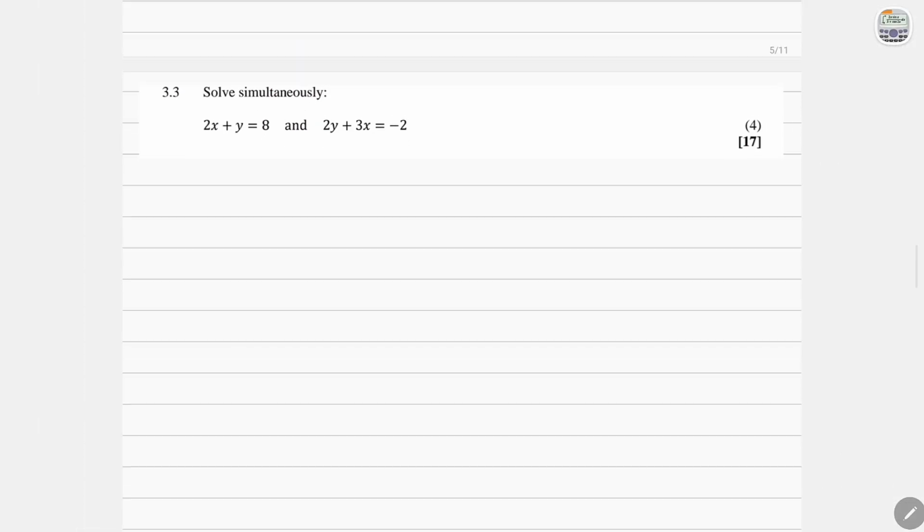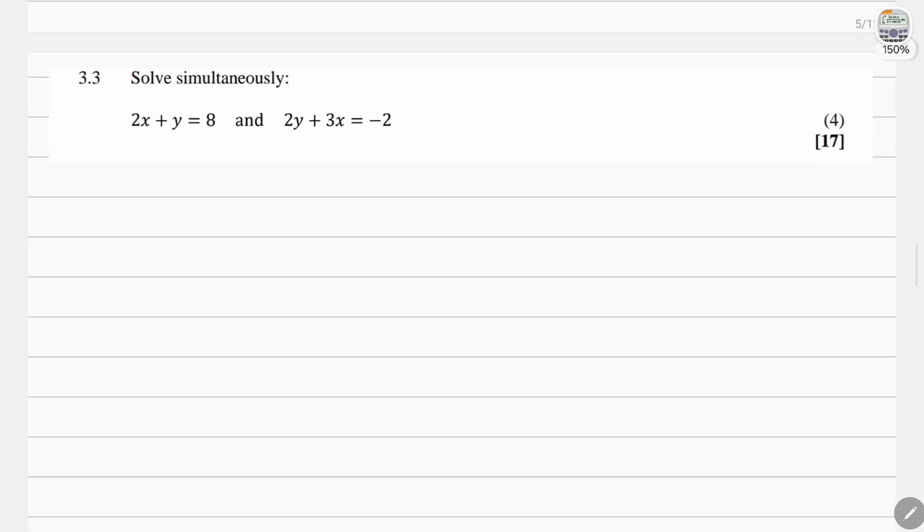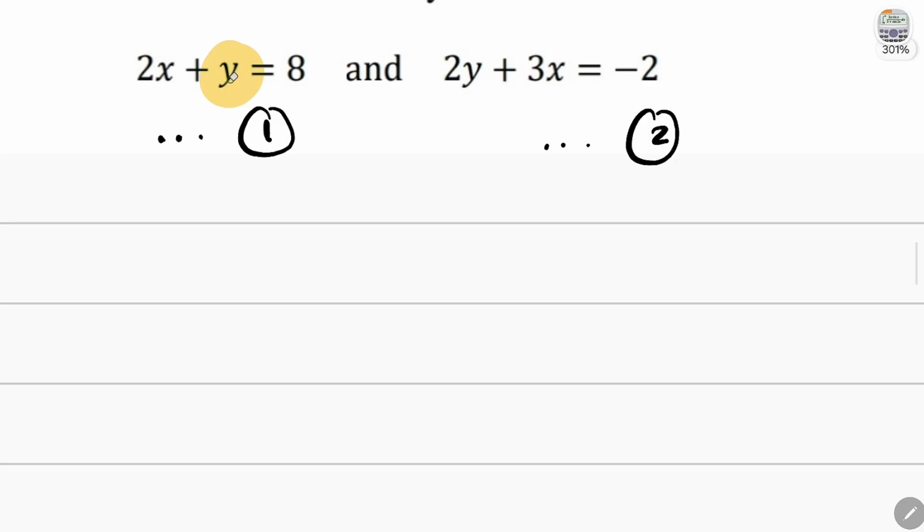The last question, question 3, says solve simultaneously. And we have two equations and we need to solve for x and y. Okay, so we can call this equation number 1 and this equation number 2, and spot the equation that has a variable alone without a number like 2 or 3. Basically, as long as it has a 1 in front of it or negative 1, you can take that. In this equation, we can see that is equation 1. Okay, it has a y. Y is just alone. It's not like 2x where we still have to divide by 2.